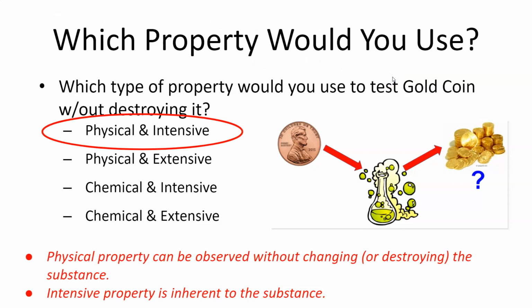If you don't want to destroy the gold coin, you definitely want to go for physical and intensive. Physical, you can observe it without changing or destroying it. And intensive, you would want to go with that because it's inherent to the substance. So no matter how many coins I have, that property will remain inherent to the gold coin, the penny, or whatever.